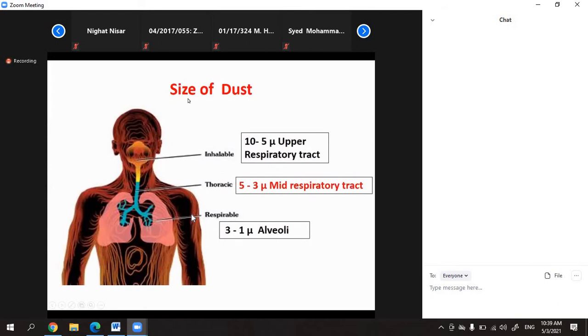Now again, regarding the size of the dust, you can see that 5 to 10 micron remains in the upper respiratory tract, and it is inhalable. And if the size decreases, that is 3 to 5 micron, then it reaches the mid respiratory tract. And when the size is even smaller, that is 1 to 3 micron, it reaches the alveoli and causes lung damage.